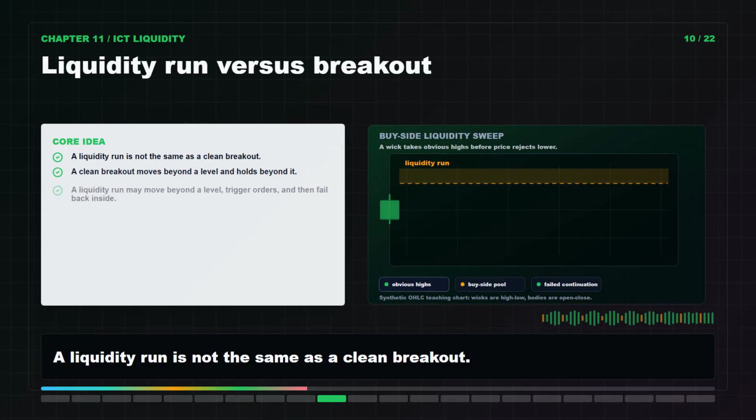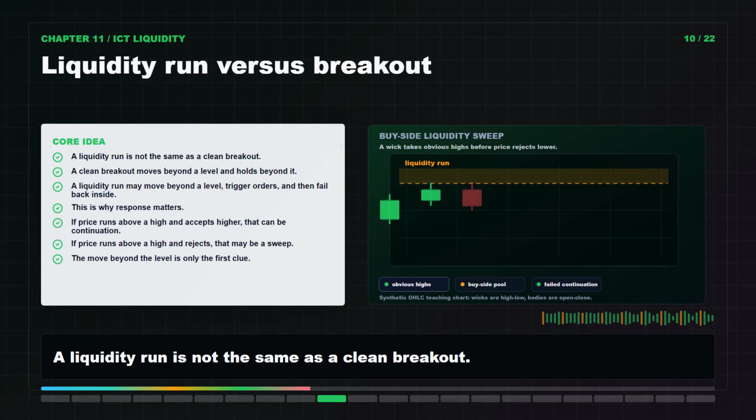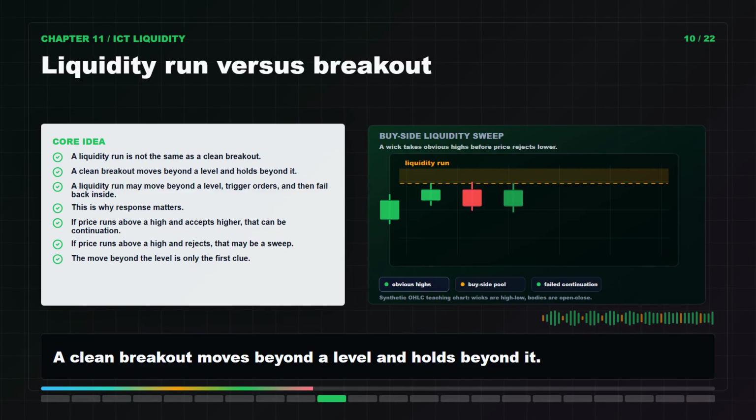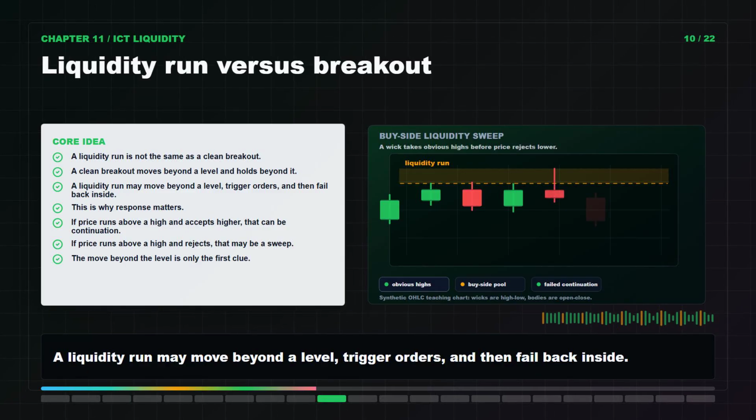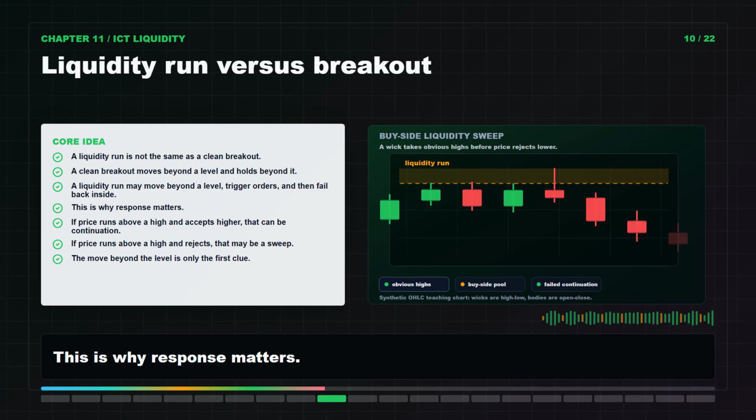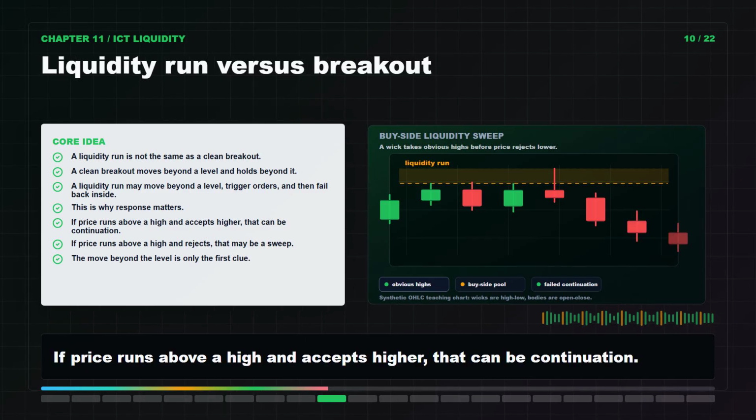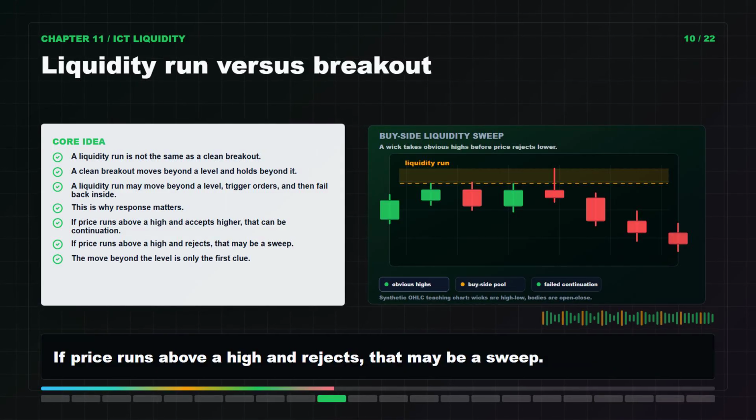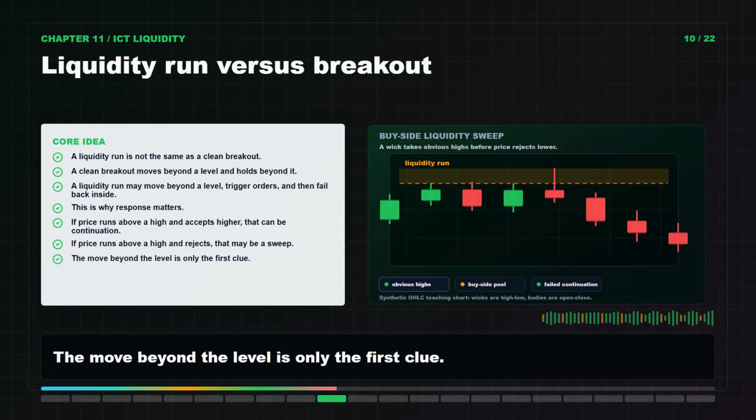A liquidity run is not the same as a clean breakout. A clean breakout moves beyond a level and holds beyond it. A liquidity run may move beyond a level, trigger orders, and then fail back inside. This is why response matters. If price runs above a high and accepts higher, that can be continuation. If price runs above a high and rejects, that may be a sweep. The move beyond the level is only the first clue.